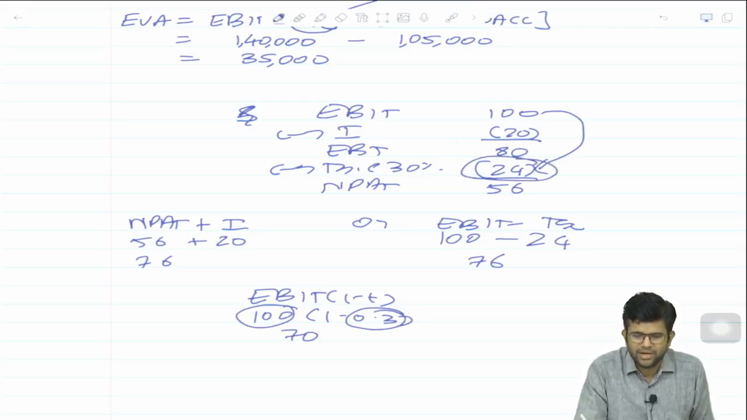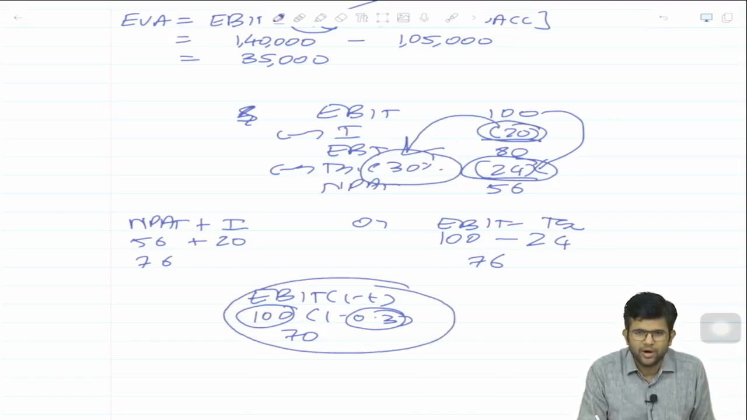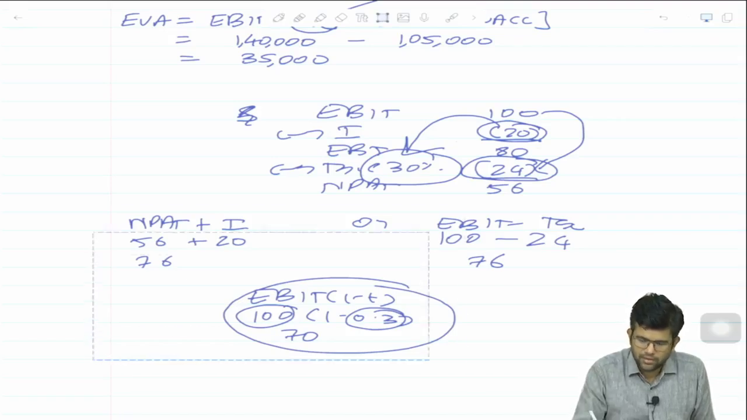Are you understanding what I am saying? There is a 6 rupees tax that you are saving on 20 rupees interest, not 20 into 30%, 6 rupees tax you are saving. That has been ignored in this formula. I hope you got it now. It has been ignored in the formula. All clear?